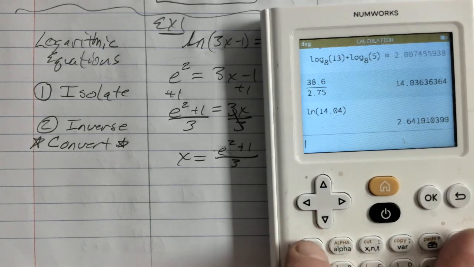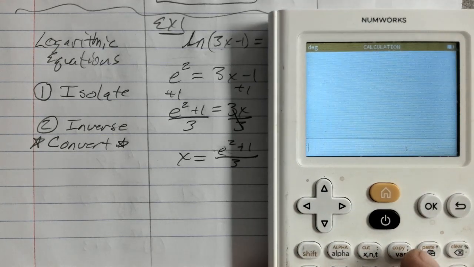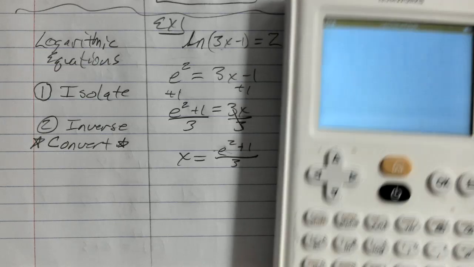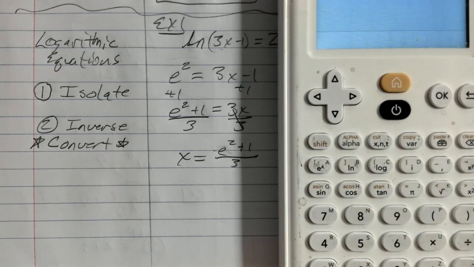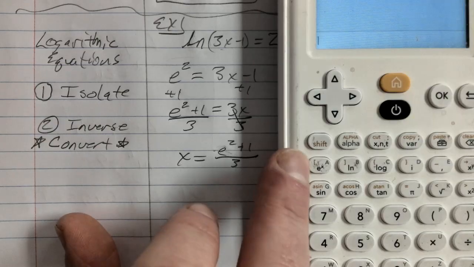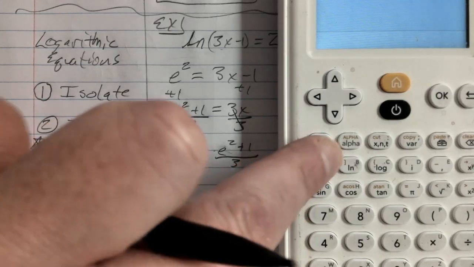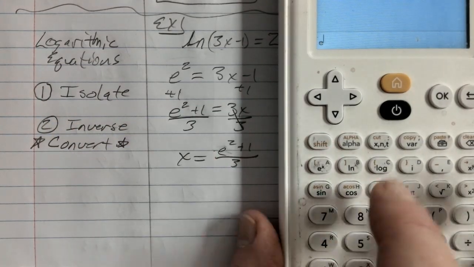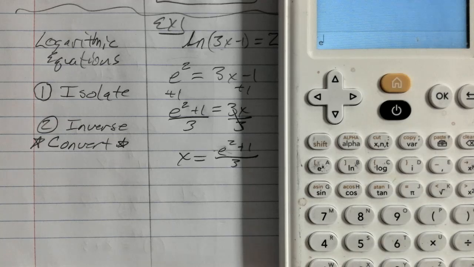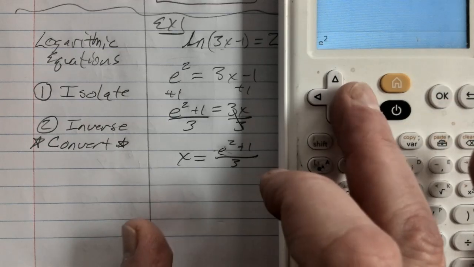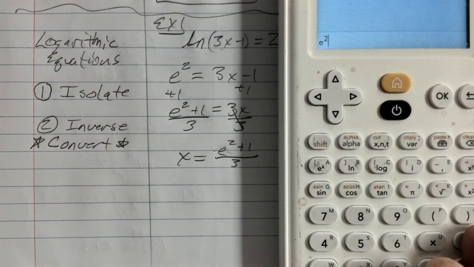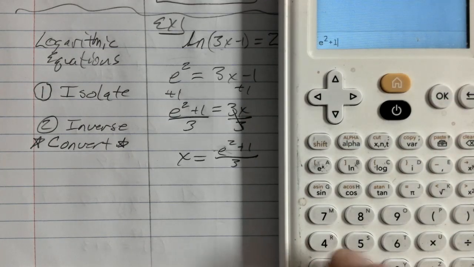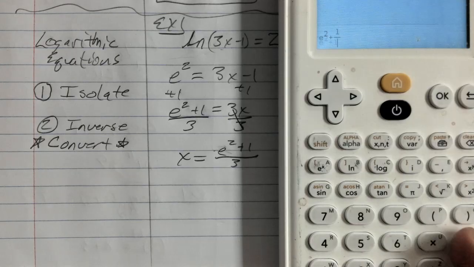I have such a hard time. Okay. Where do I find e? To the left of the natural log, underneath shift, right? There she is. That's e to the x. And I wrote pencil on it for some reason. So I'm going to say e to the second power. I'm going to scoot over there. Over. Now, I'm going to add 1. I'm going to take all of that and divide by 3.